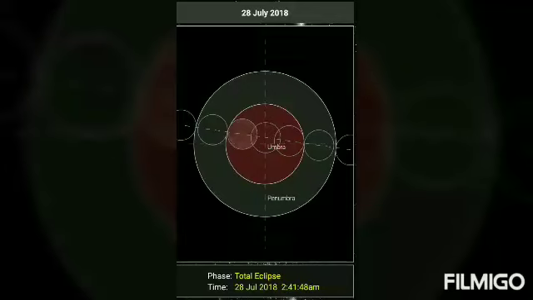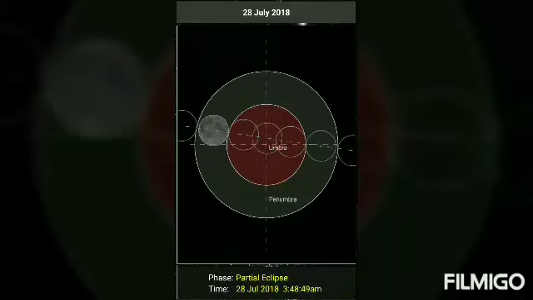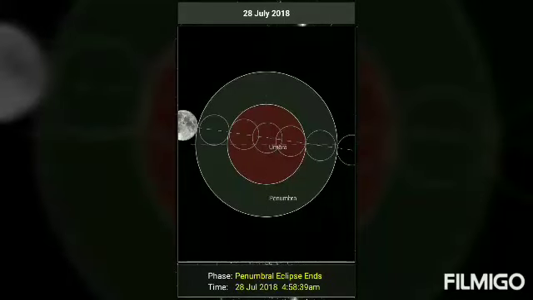The moon started to come out of the umbra from 2:42 a.m., marking the end of the total phase of the eclipse, and was fully out of the umbra by 3:48 a.m. and out of the penumbra by 4:58 a.m. These are the usual sequence of a lunar eclipse.